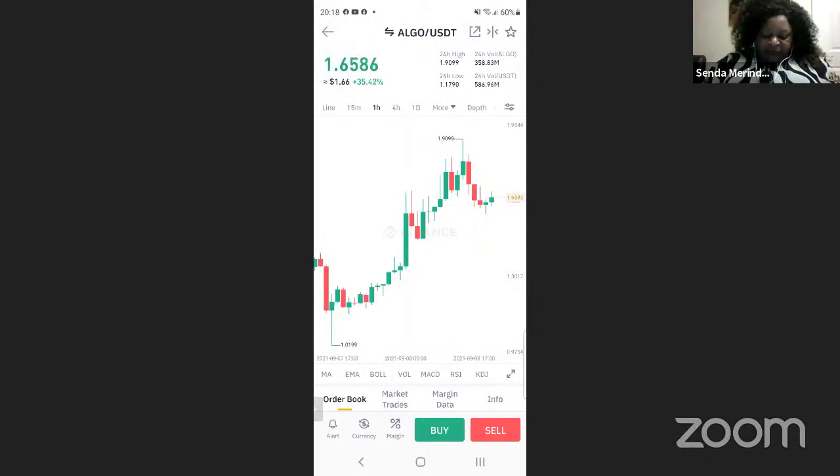The MA is the moving average, the EMA is the exponential moving average, and the BOLL is the Bollinger Bands. We are going to set some of these, maybe 3 of them. And then there's VOL, which is the volatility, just to check how volatile the markets are. Then we have the MACD. Then we have the RSI, the relative strength index, which shows how strong the buying is in the market and how strong the selling is. And then we have the KDJ, which is the last one.